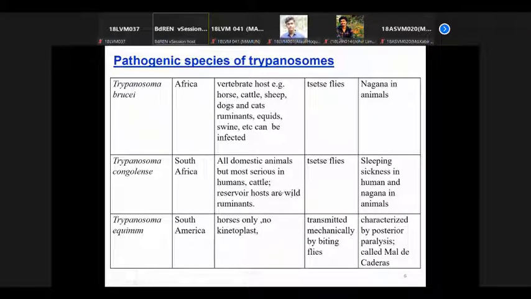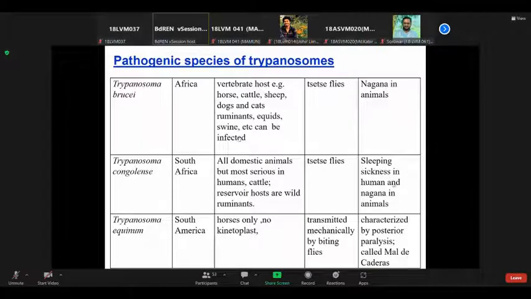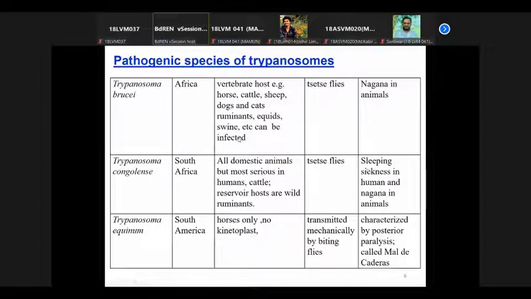Cattle act as reservoir hosts. Reservoir hosts are wild ruminants in Africa, you know, wild ruminants. There are many types of ruminants there, and they act as reservoirs. Transmission is by tsetse fly. So what are the conditions produced in the final host, in human beings? Sleeping sickness in humans and Nagana in animals.